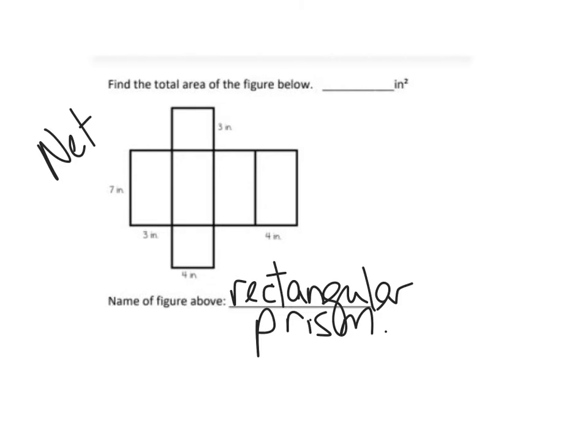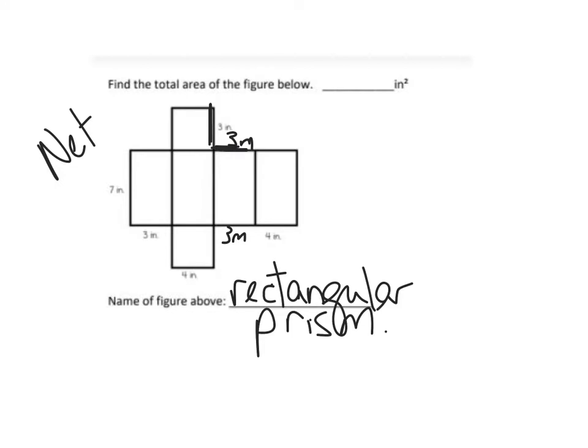Now, the only thing that students get confused about is when we have different dimensions. So what we need to do is figure out what the dimensions are. If this is 3 right here, then this is going to be 3, right? Because that will touch when you fold it up. So I'm going to put 3 here. Now, if this is 3, then this is also going to be 3 because on rectangles, opposite sides are congruent.